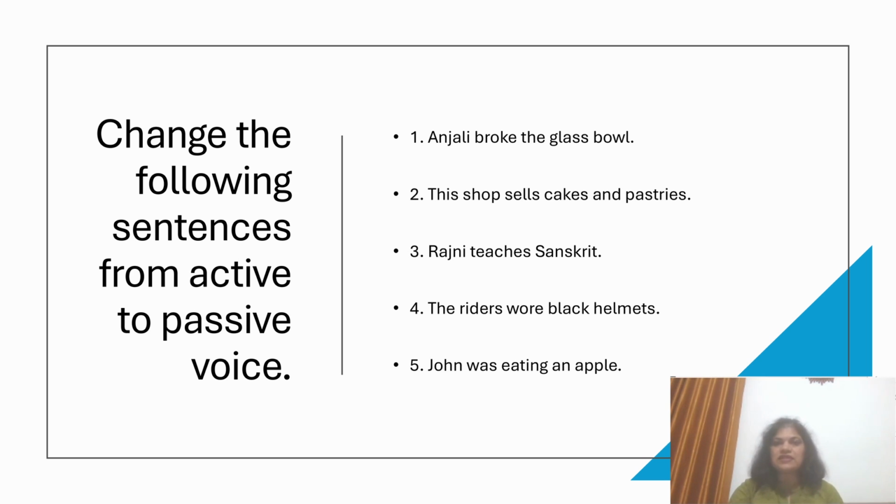Now the next sentence, the shop sells cakes and pastries. Here cakes and pastries are the object, so you have to bring it to the place of the subject. Now you will say cakes and pastries are sold. Why have we used are here, the helping verb? Because the sentence is in simple present tense, and because cakes and pastries are plural. So the cakes and pastries are sold by this shop. This will be in passive voice.